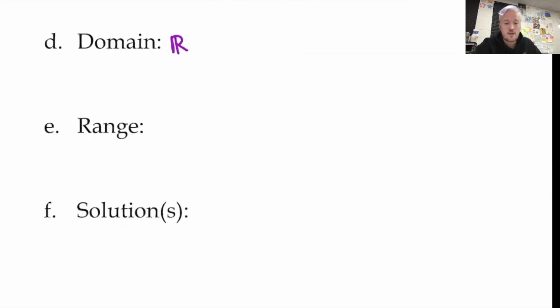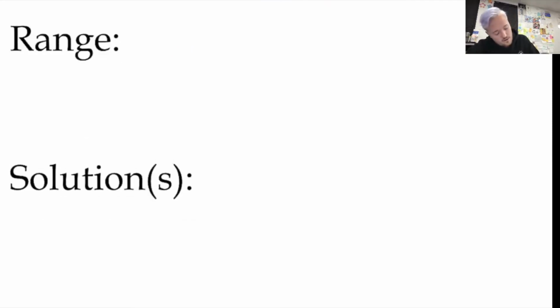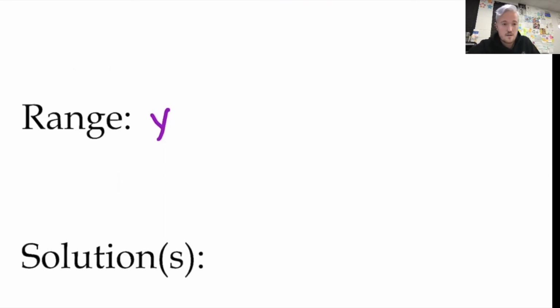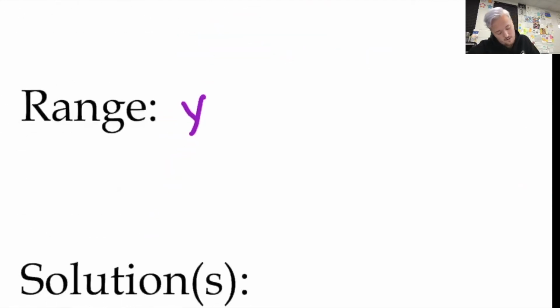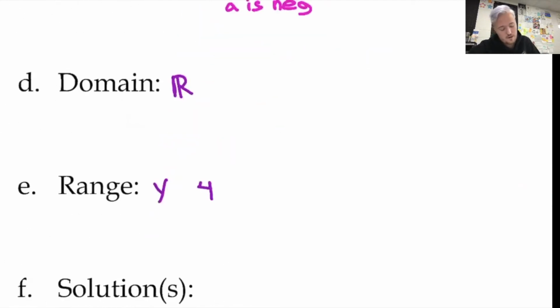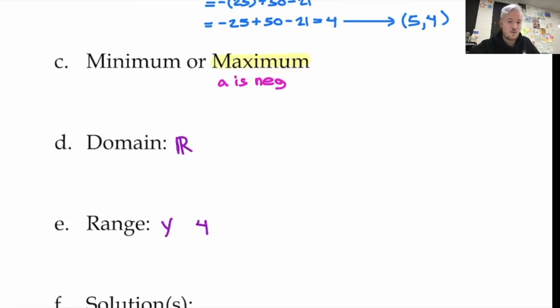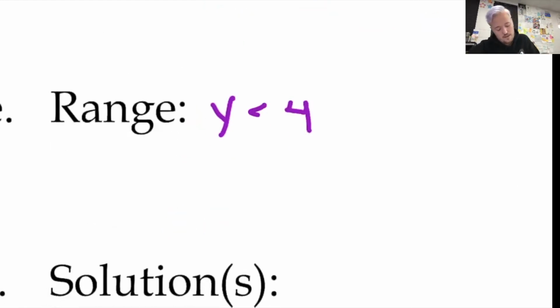All right, now we're looking at the range. Remember, your range is the one that has its restrictions. So it's going to be y in regards to the y value of our vertex, so 4. Because it is a maximum, we want everything below the vertex. So that means we want y less than or equal to 4. So that's going to be our range.